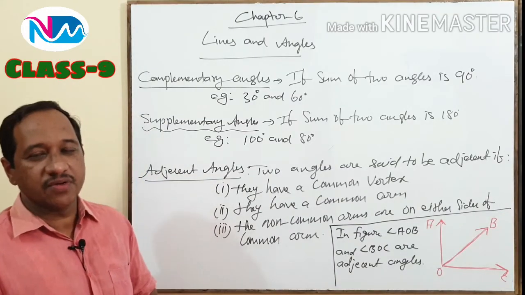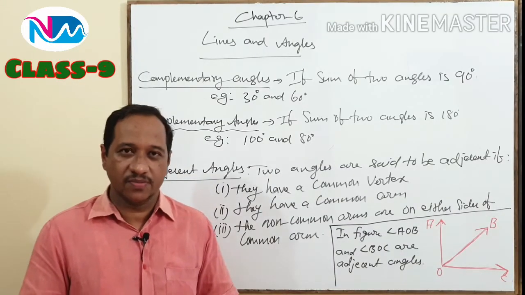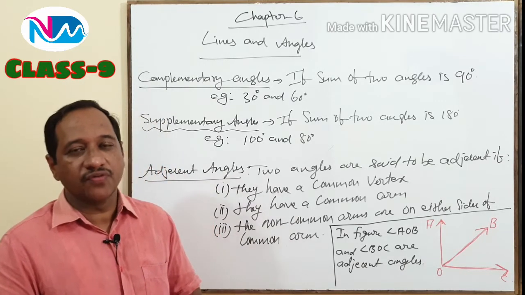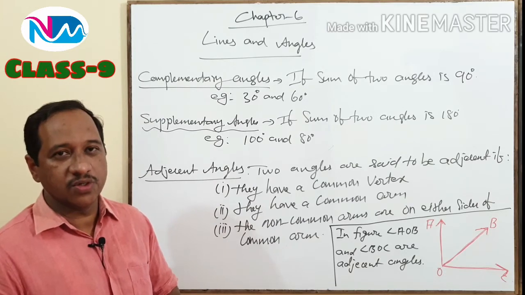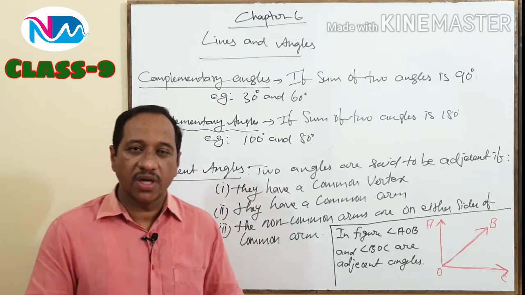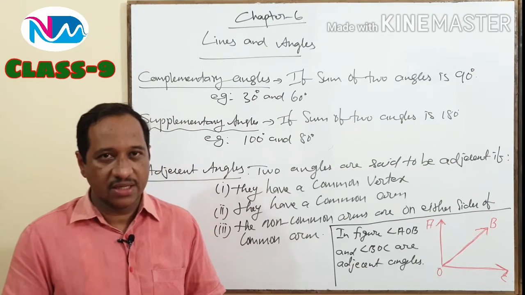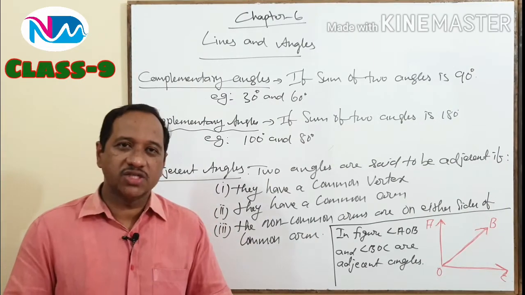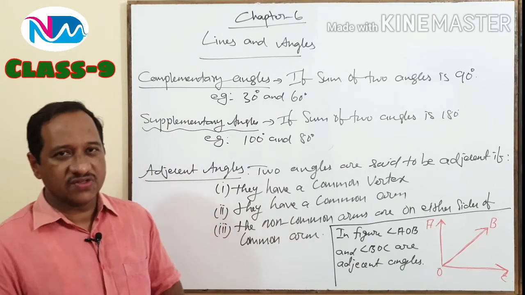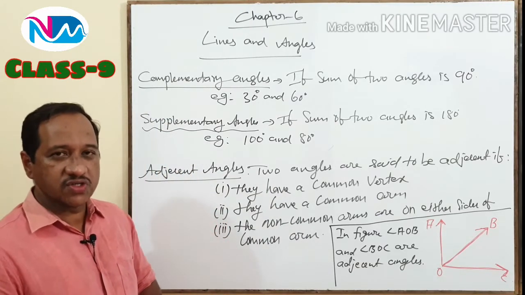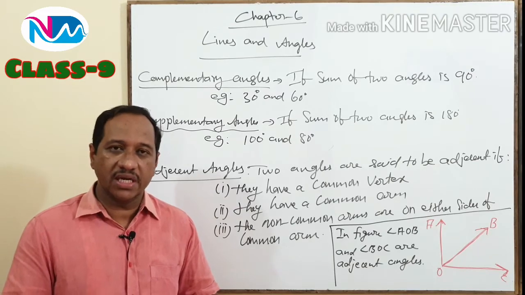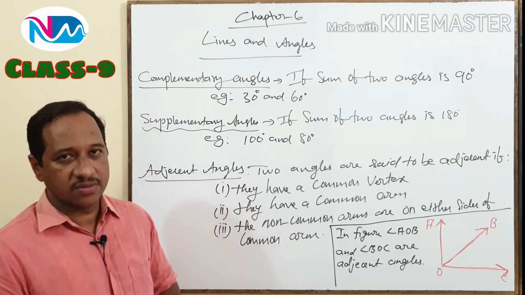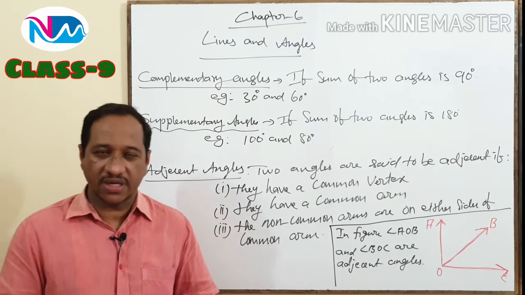Today's video is made for class 9th students. In the previous video, we have completed the chapter 4, linear equations in two variables. Today, we are going to start a new lesson, that is chapter 6, lines and angles. In today's video, you will learn what is linear pair axiom, converse of linear pair axiom, vertically opposite angles property, and exercise 6.1, which is based on these properties.